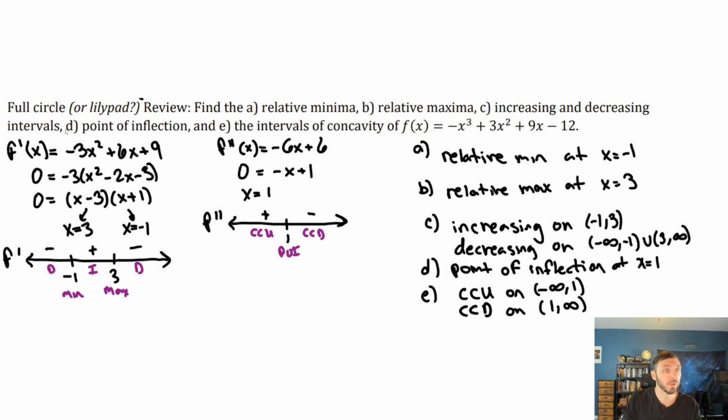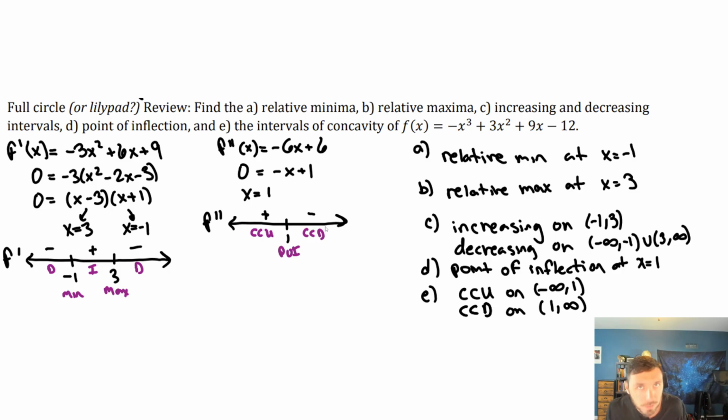For point of inflection, I take that second derivative, I set it equal to 0, and it's potentially at 1. I have to make sure the sign switches there, which it does. It goes from concave up to concave down at 1, so that's your point of inflection. It's concaving up, positive second derivative on the left, negative second derivative on the right, that's concave down.